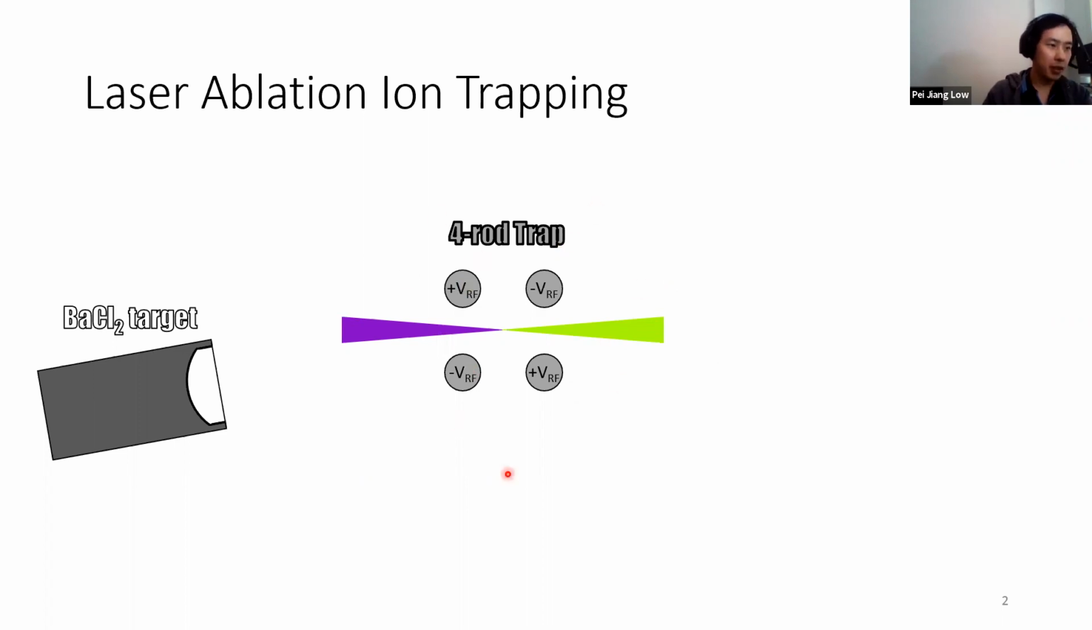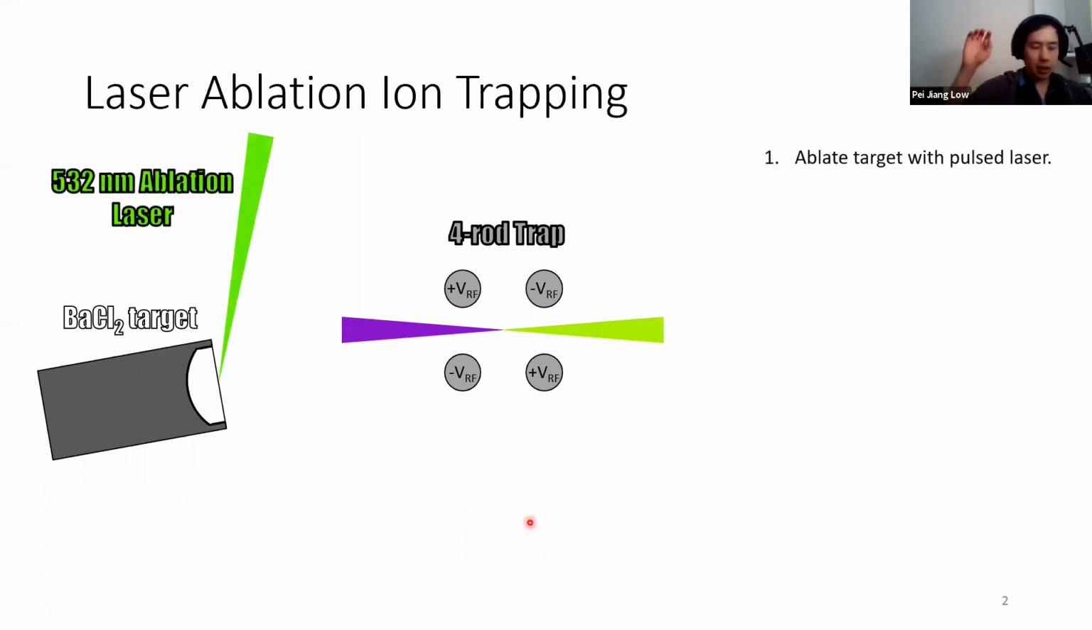So we have an ion trap in a vacuum chamber over here. This is the basic Paul trap that you have seen in the earlier talk. And we have these two lasers that I'll go into later. We also have a barium chloride target over here, so we are working with barium in its compound form. This gray piece is a metal cup, and the white part is the barium chloride salt. So it's basically a cup that holds the salt.